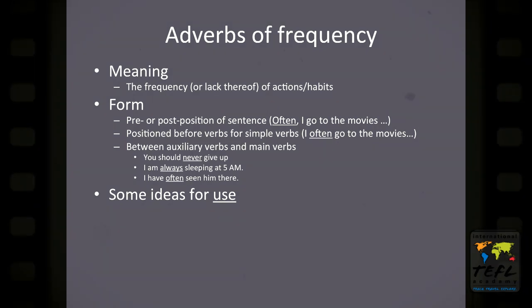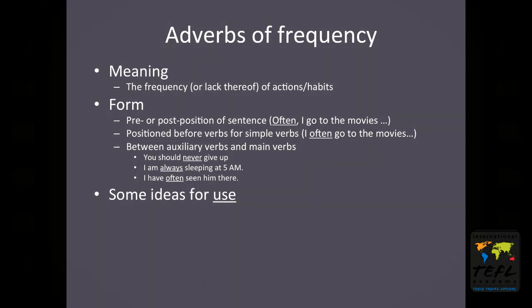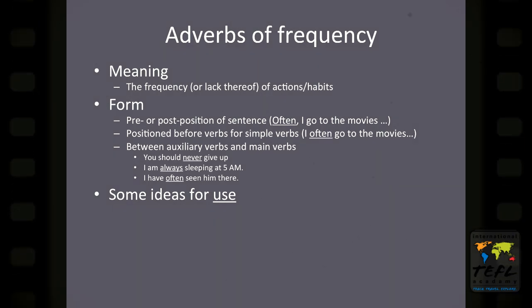So there can be pre or post position of the sentence, meaning at the beginning or the end. Often I go to the movies, or I go to the movies often. They're positioned before the verbs. For simple verbs, I often go to the movies. It's important for verbs that have auxiliary helpers, verb tenses, they go between the helper verb and the main verb. You should never give up. I'm always sleeping at 5 a.m. I have often seen him there.